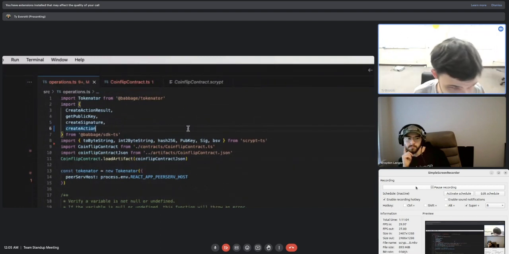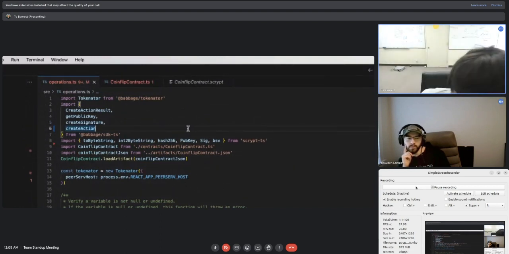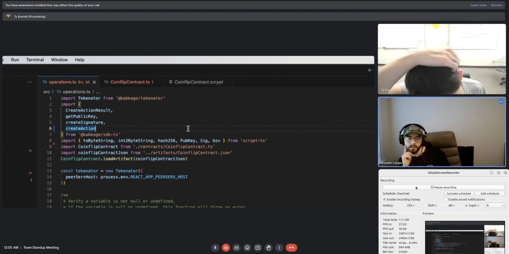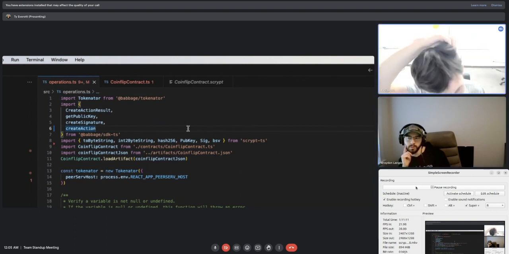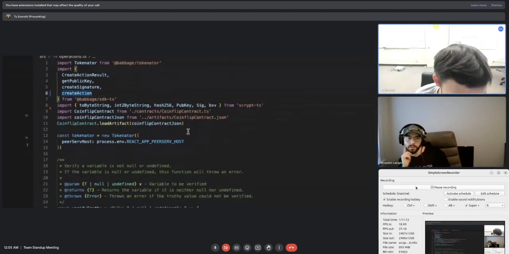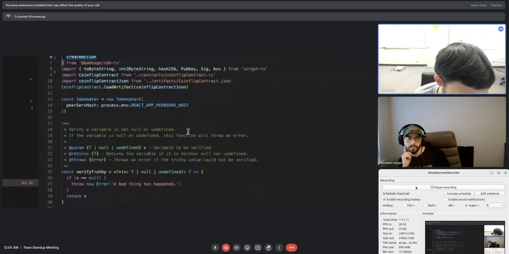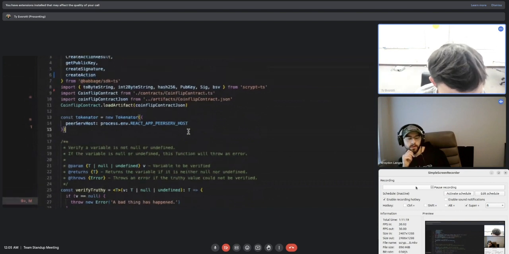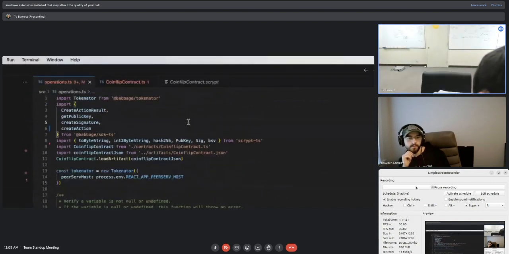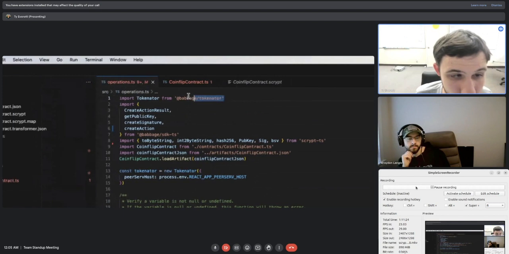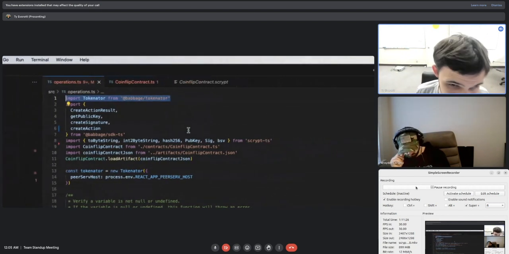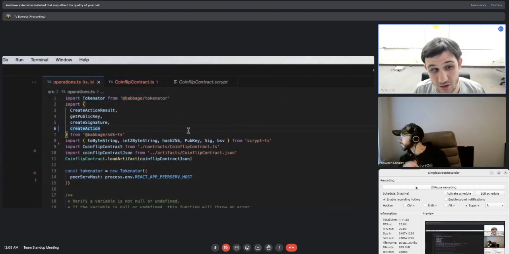We can ask questions, of course, but we went through most of it yesterday, didn't we? We went through a very, very small amount of it. This is like 500 lines, so I'm going to go through some of it, not all of it. We went through part of create, from create to cancel offer, and that was it. So we're importing, of course, the tokenator from Babbage Tokenator. If you don't understand what that is, it's just like a messaging bus between two users, right?